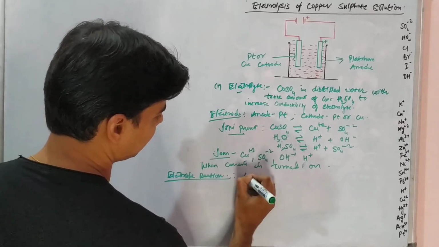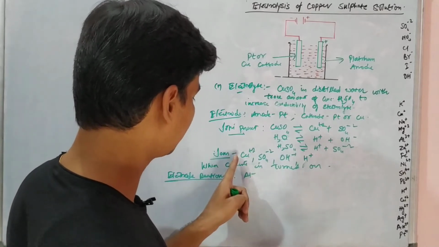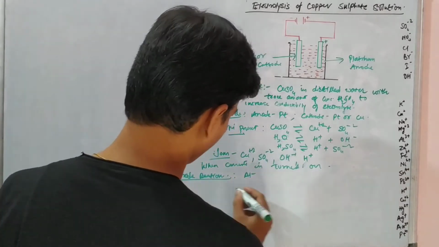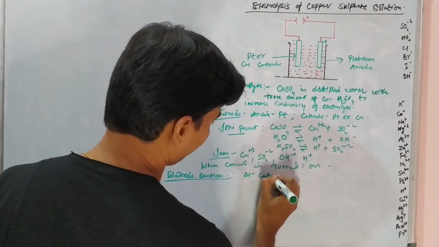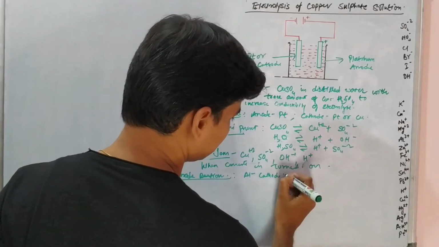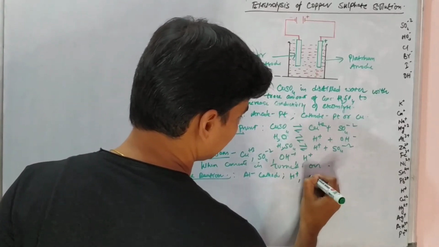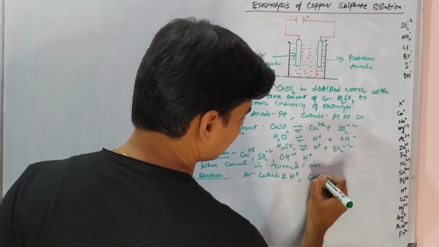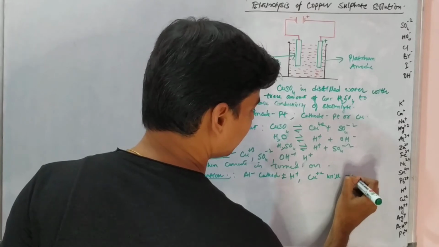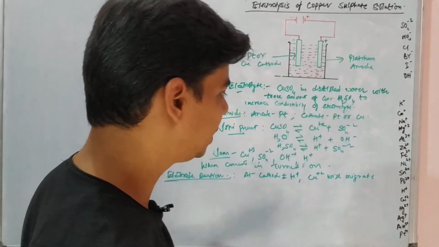Electrode reactions: we have hydrogen ions and copper ions. These will move towards the cathode. At the cathode, hydrogen ions and copper ions will migrate, right? Hydrogen and copper ions will migrate to the cathode.